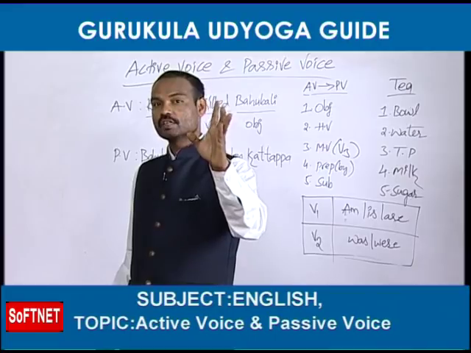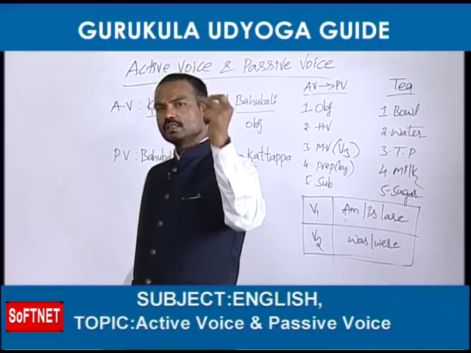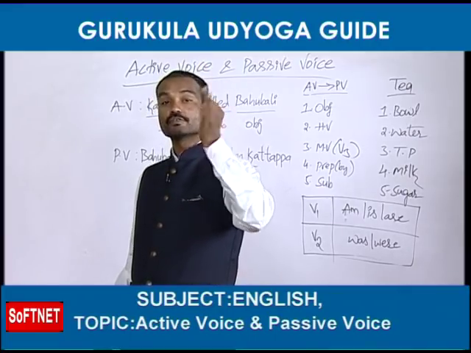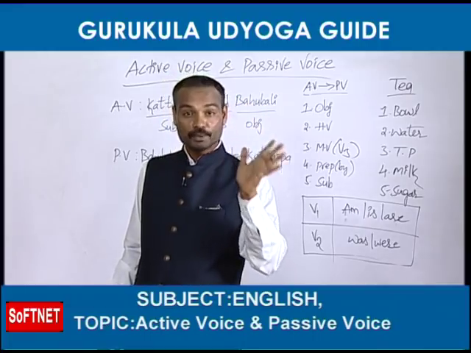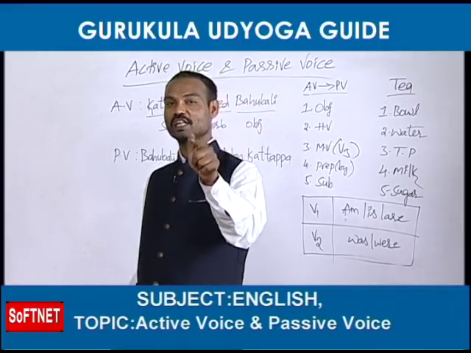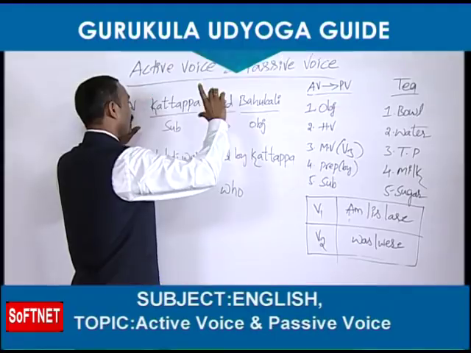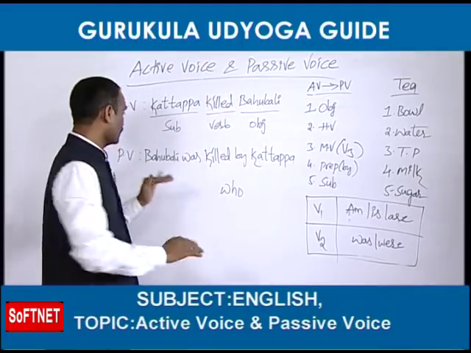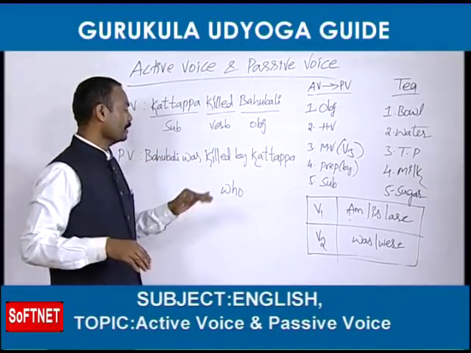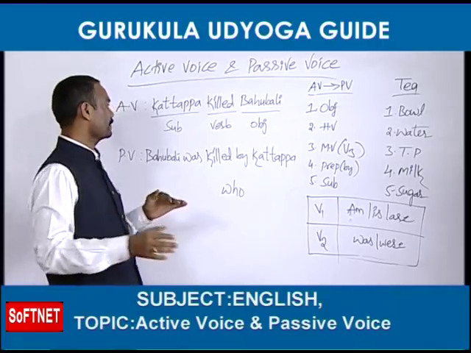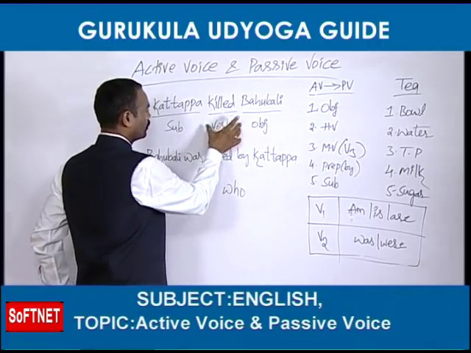In every competitive exam, there will be a minimum of 3 to 4 questions from this topic. Such an important topic it is. Even you know that, I don't need to tell you, right? Kattappa killed Bahubali. This is active voice. Bahubali was killed by Kattappa. This is passive voice. See, this is the subject, this is the verb, this is the object.